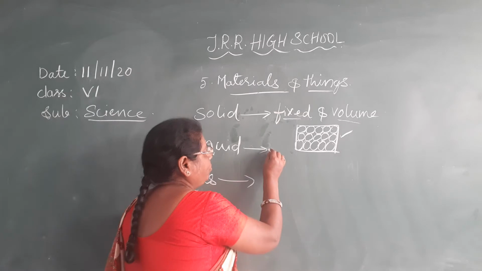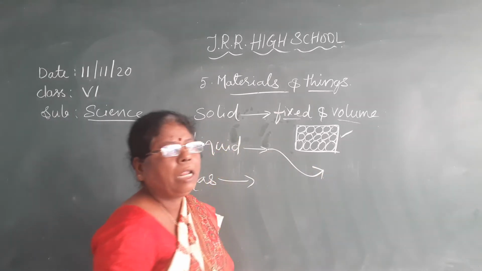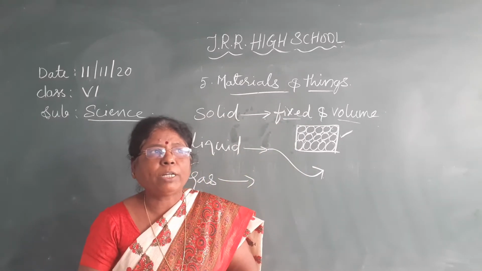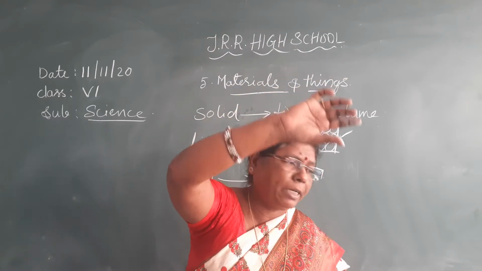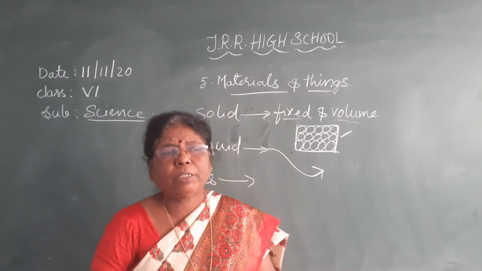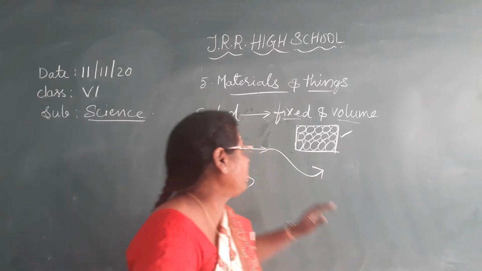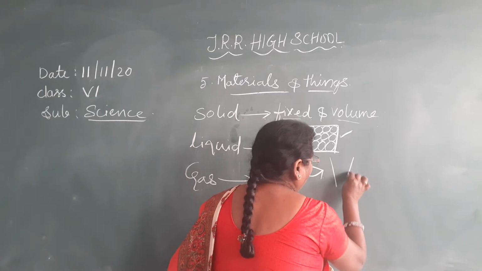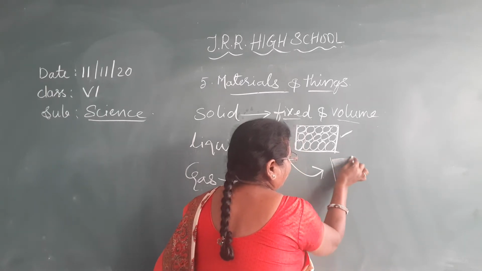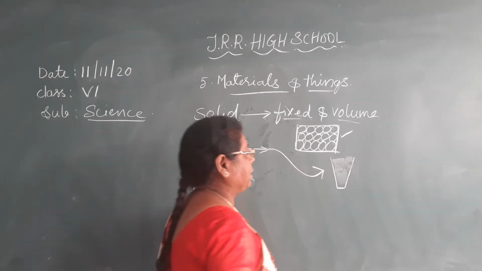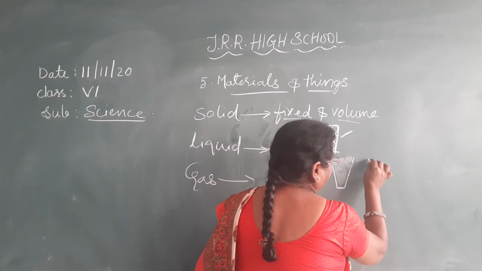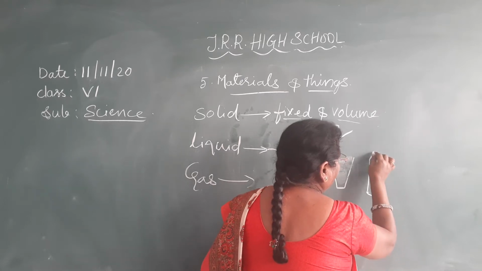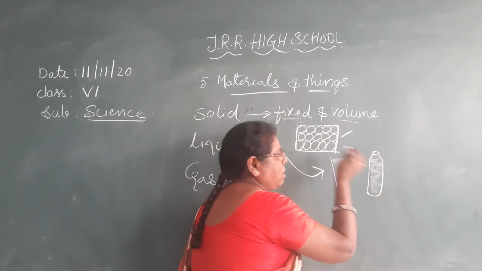Now we are coming to liquids. Liquids take the shape of the container, the shape of the vessel. For example, when you pour a liquid, it flows. Liquids have the flowing property. Take water in a glass. The water takes the shape of the glass. In the same way, take water in a bottle, and it takes the shape of the bottle.